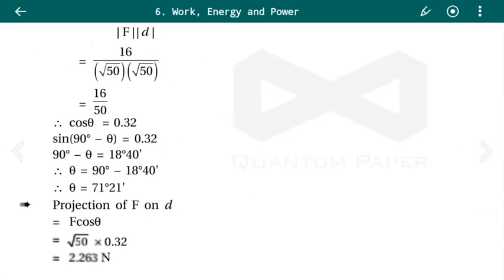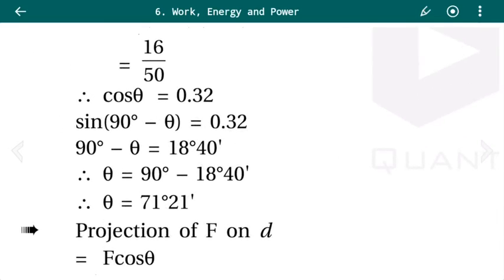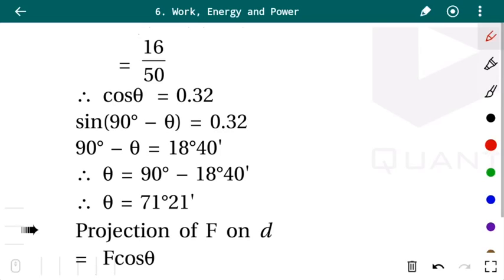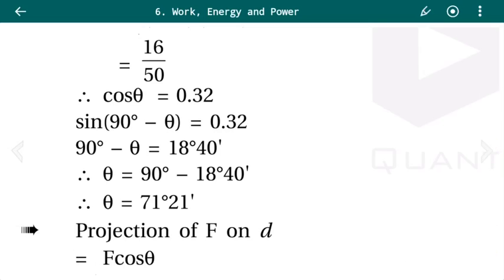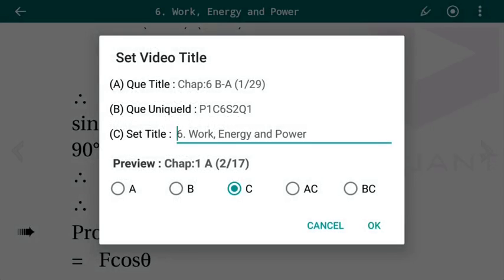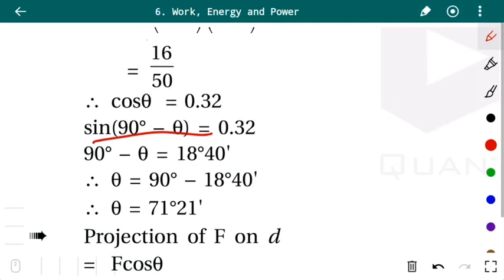Now here cos theta can be written as sin of 90 degree minus theta equals 0.32. So when we see this in the natural sine table, for 0.32 we get 18 degree 40 minute. So taking theta on the left-hand side and 18 degree 40 minute on the right-hand side, we get theta equals 90 degree minus 18 degree 40 minute. So that will be equal to 71 degree 21 minute.